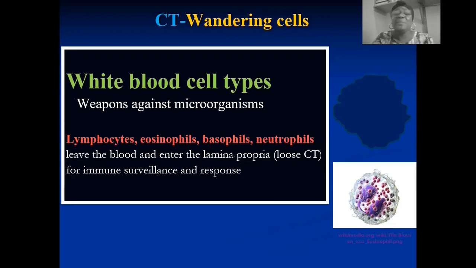And we know that the lamina propria is a form of connective tissue, as we've tried to highlight in our previous slide. So you see these cells leaving the blood and entering into the lamina propria, where they are seen to exhibit immune function. So these cells are also wandering cells.